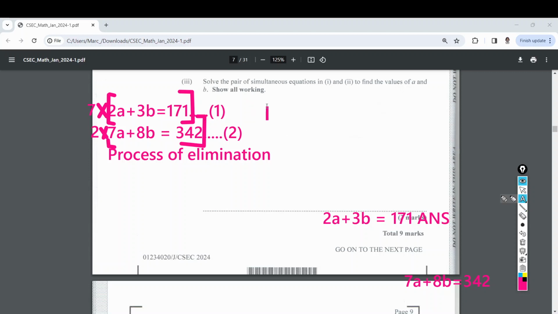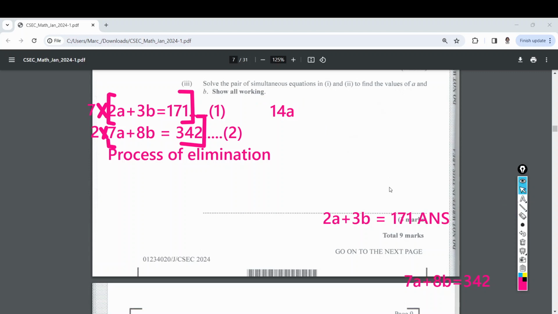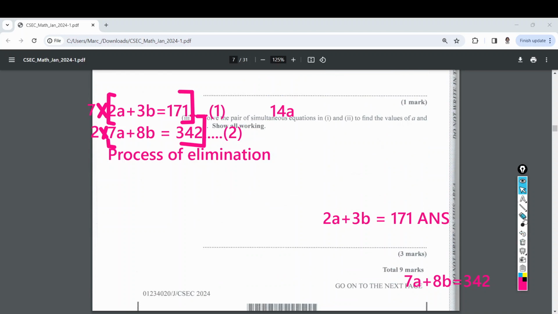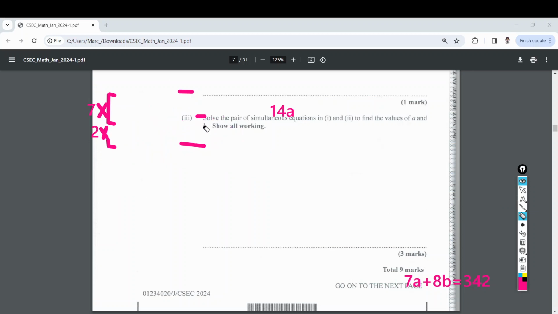So when we multiply that, guys, 7 times 2a is 14a. 7 times 3b, is it 3b? Oh, this should be 5b. Oh, wow, I made a mistake. Okay, so let me rub off this for a second. Let me get the original equations, guys. Sorry, I think I made a small mistake. Let's go back.